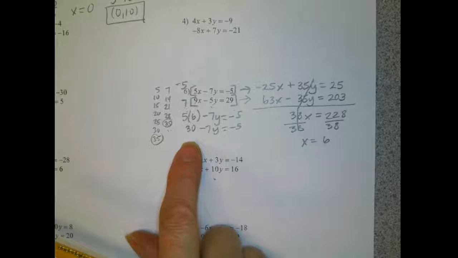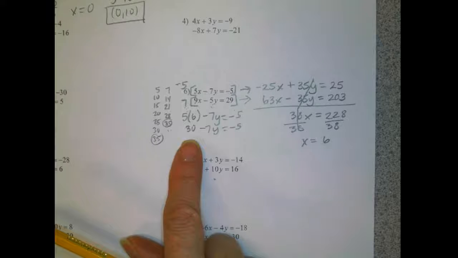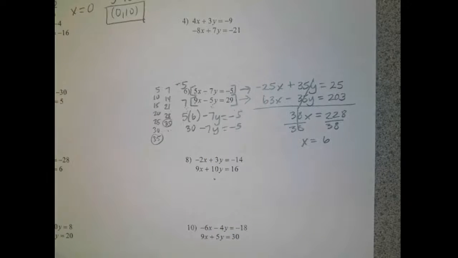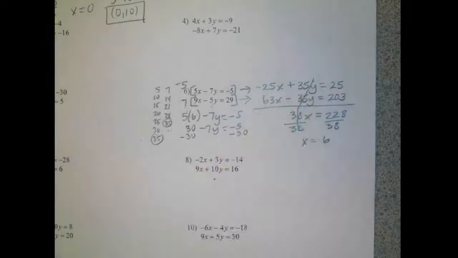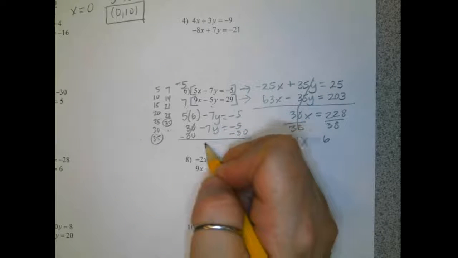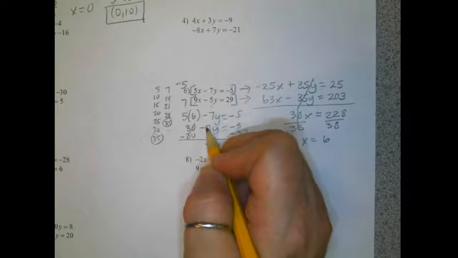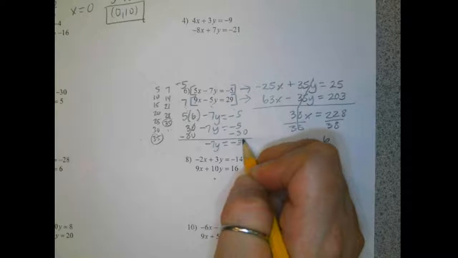I need to move this, right? How do I move this? Yeah. Beautiful. Subtract 30 from both sides. I have a negative 7y. Make sure you pay attention to that negative sign and bring it down with you. It's going to equal negative 35, right?